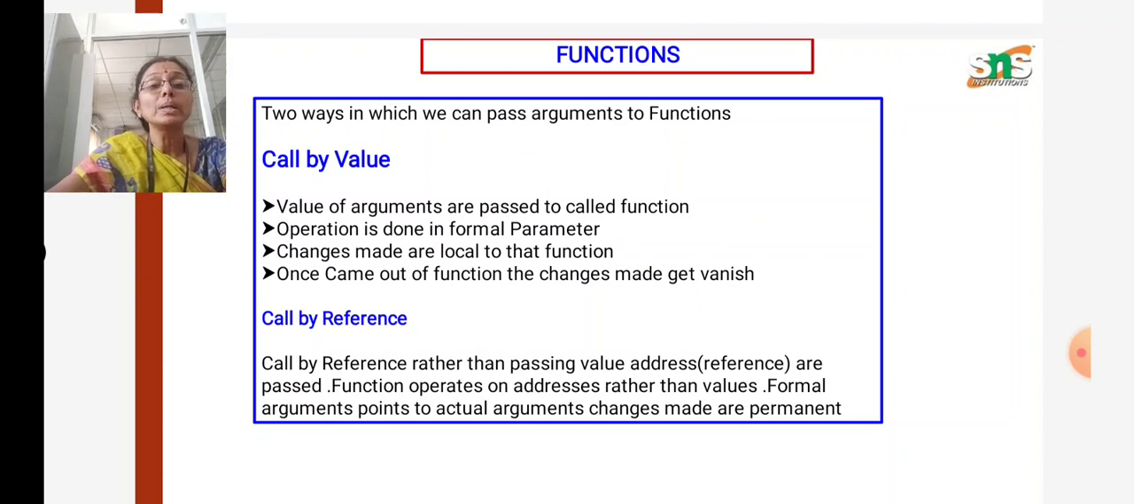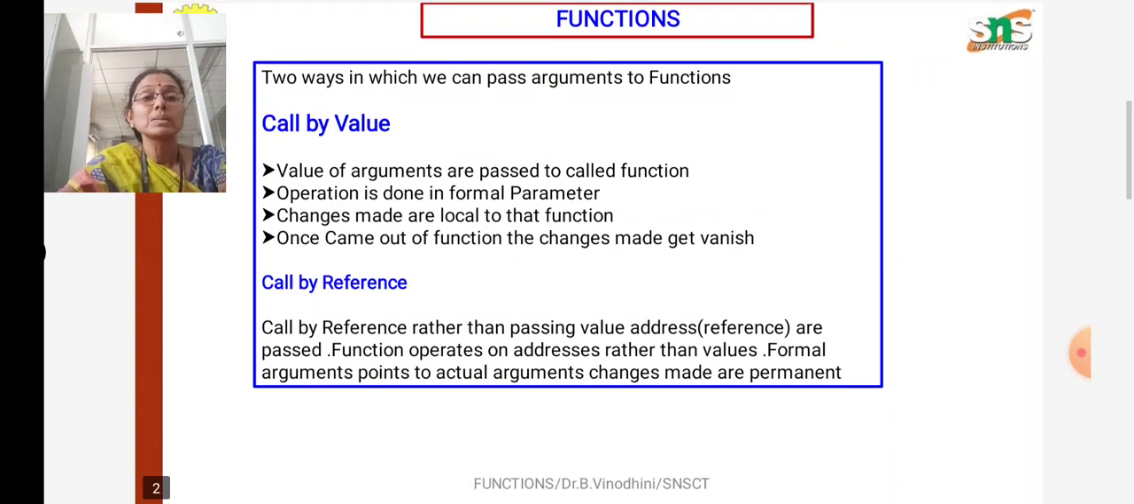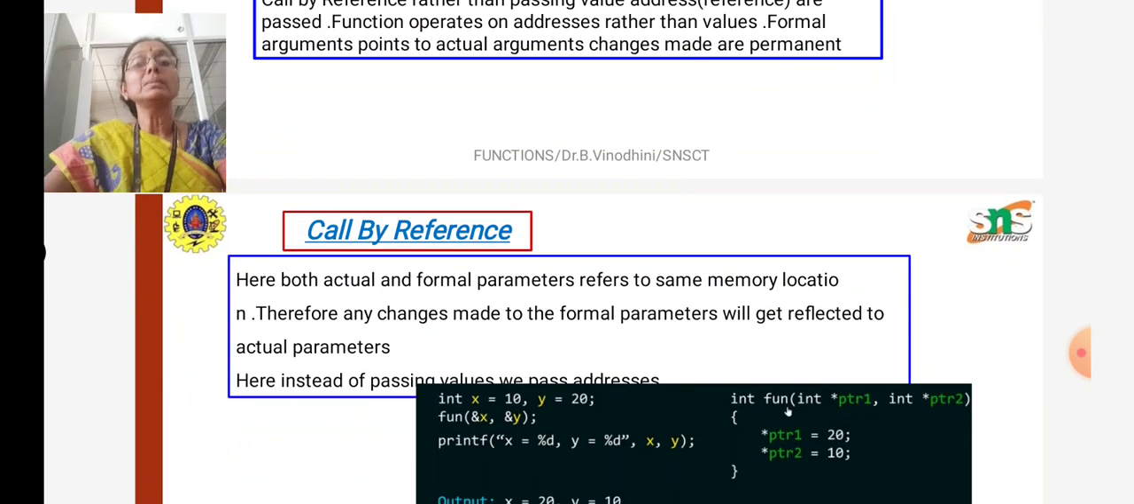So the formal arguments point to the actual arguments. Any changes made in the formal parameter are reflected in the actual parameter. That is the work behind call by reference. Now we will see it with an example.